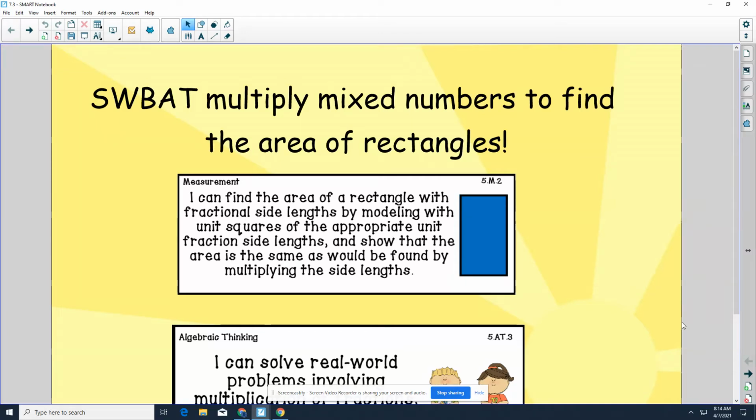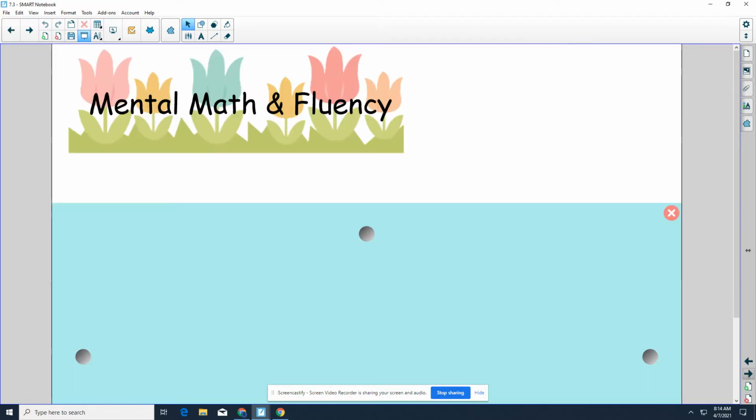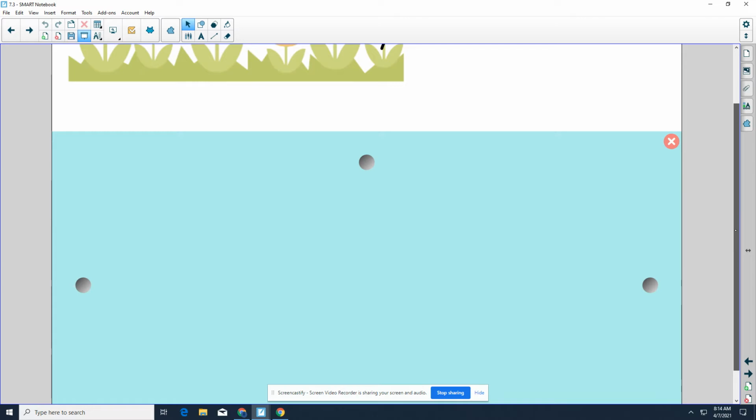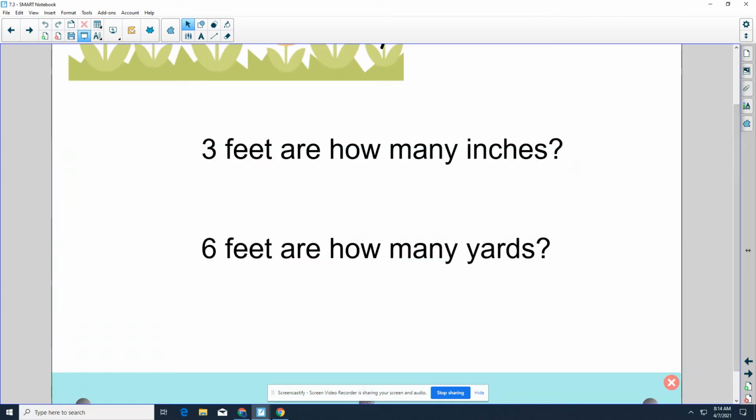Going to work on lesson 7.3, multiplying mixed numbers to find the area of rectangles. So we found the area of rectangles before. Usually we are multiplying a whole number by a fraction or a whole number by a mixed number. Today we're going to multiply by two mixed numbers. But first let's start with our mental math here.